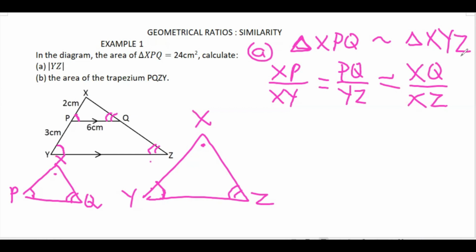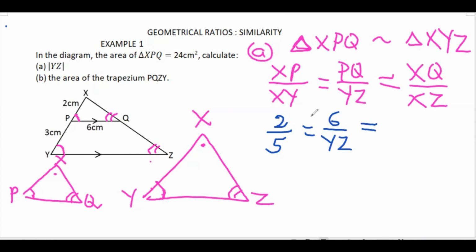XZ. So once you're able to establish or generate this ratio, go back to the diagram and substitute the available values, or the given values. So on this now, we have XP. Are we given XP? Yes, that is 2 over, what about XY? Are we given XY? X to Y is 2 plus 3, which is 5. Equals, so are we given PQ? PQ, that is 6 over YZ. That is what we have to find.